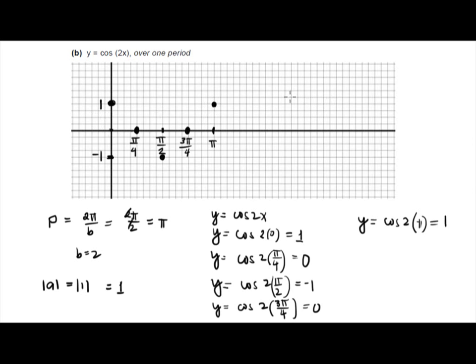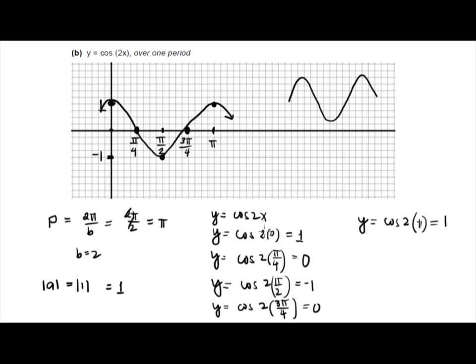So take note, the graph of cosine is still a wave. So just connect them in such a way that you can indicate a wave-like pattern. Put arrows on the left and on the right to indicate that this will repeat the pattern.